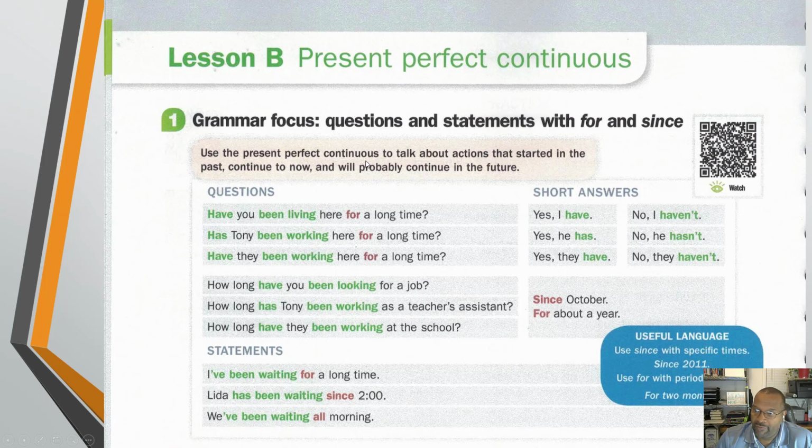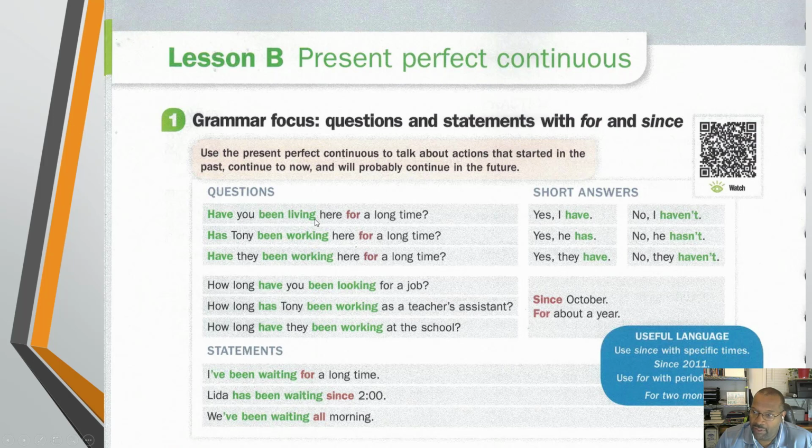Use the present perfect continuous to talk about actions that started in the past, continue to now, and probably continue in the future. All right, so what they've done here is they've added and probably continue in the future. That's fine. All right, but that is present perfect continuous. So now we can look at our questions and hopefully they don't seem too hard. Okay. Let's look at the first one.